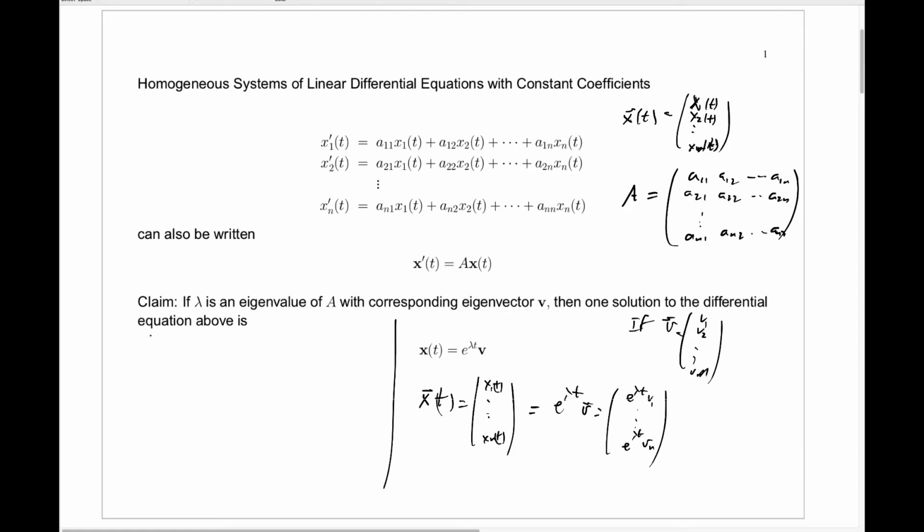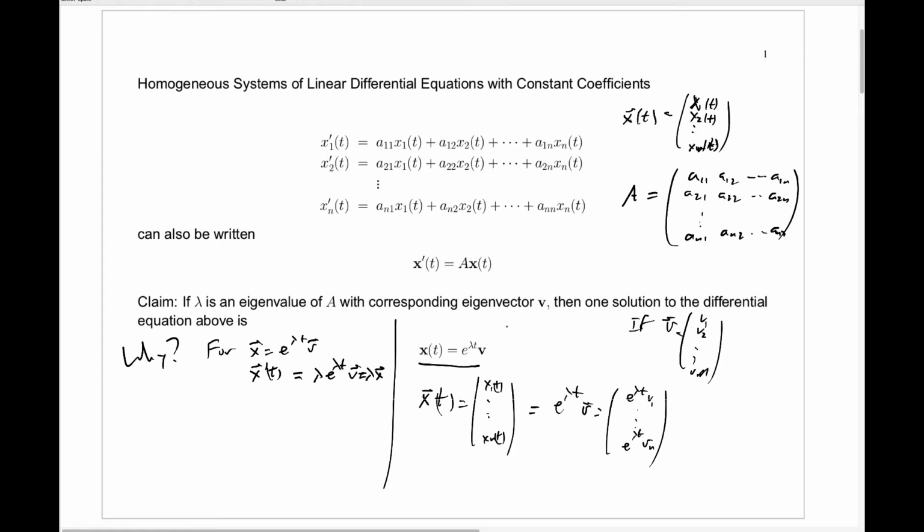Well, the computation is almost trivial. For this choice of x, we can certainly differentiate and find x prime of t, the derivative of the vector function x, which is just the entry-wise derivative at each position. You'll notice when you take the derivative of each position, you just end up multiplying by lambda. You get lambda e to the lambda t times v, which is just lambda x.